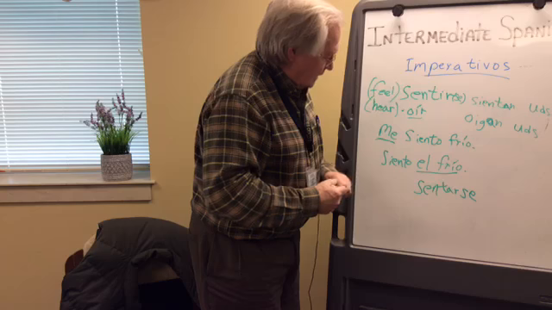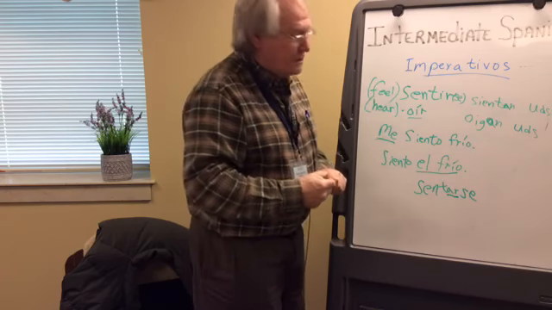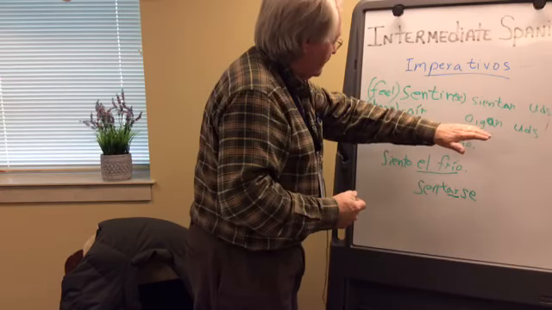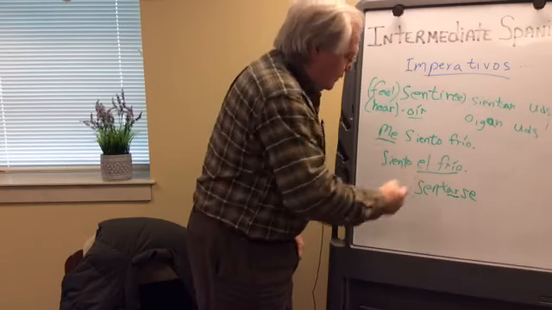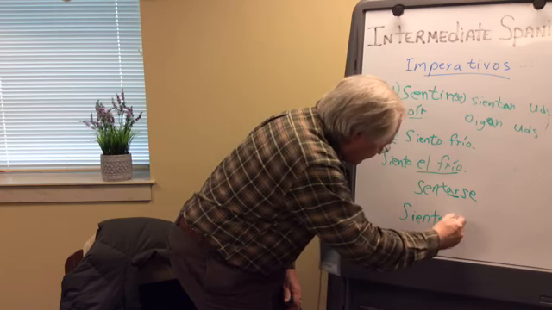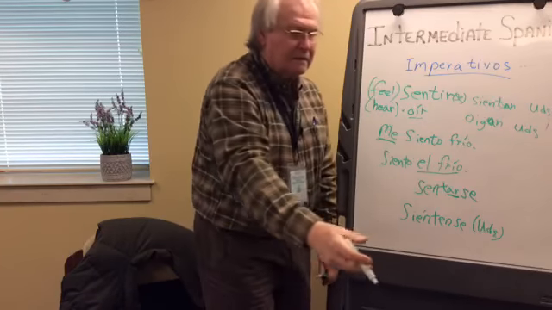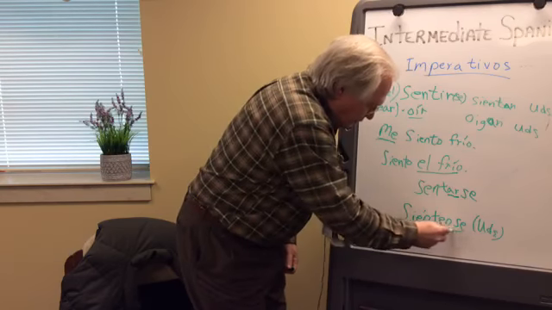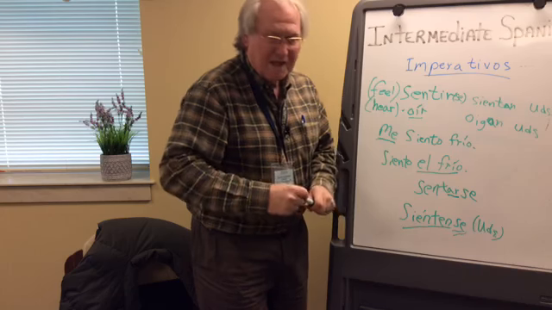Now, sentar is a different verb. It's an AR verb. So if we want to make a command of it, you see, we changed the vowel here, so we'll do the same thing. We'll just go back the other direction. Siéntense. Y'all sit down. Y'all seat yourselves, literally. You all seat yourselves. So we say sit instead of seat yourself. I mean, we could say it either way.